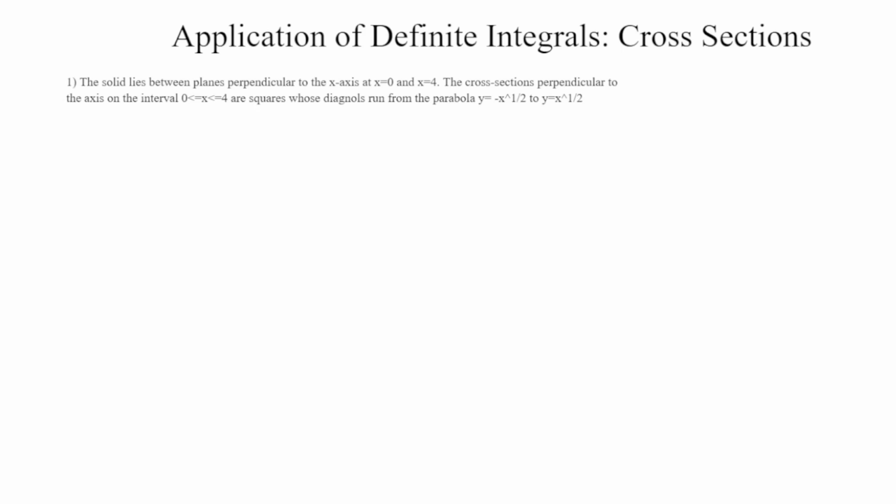All right, so for the first problem, it's going to ask: the solid lies between planes perpendicular to the x-axis at x equals 0 and x equals 4. The cross sections perpendicular to the x-axis on the interval 0 less than or equal to x less than or equal to 4 are squares whose diagonals run from the parabola y equals negative root x to y equals root x. So let's start off with drawing a graph.